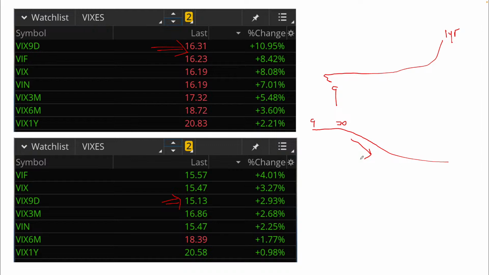We don't want that VIX 9 day spiking, because then the market's going to go down and risk is certainly elevated. Oftentimes you'll catch me saying, hey guys, we want to build our memory bank. This is something we see over and over and over again, so we need to build our memory bank.